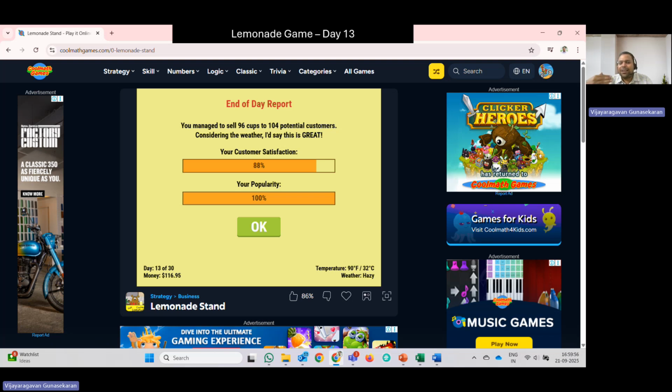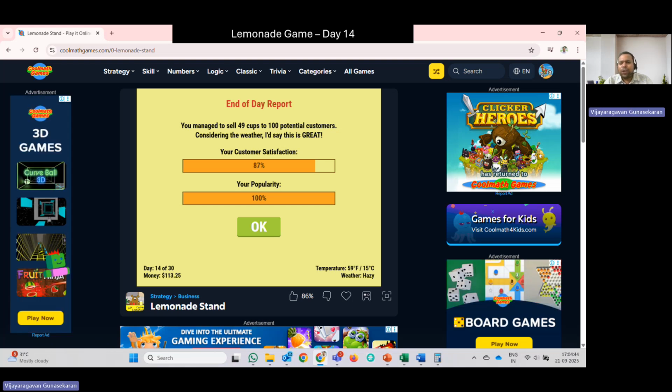And here, I think the popularity I hit on the 12th, 100 percent, has been maintained. The customer satisfaction is wavy. Still, some more learning needs to be done on the customer satisfaction part. But I was able to hit a premium price considering the popularity in place. So day 14 was also on similar lines.